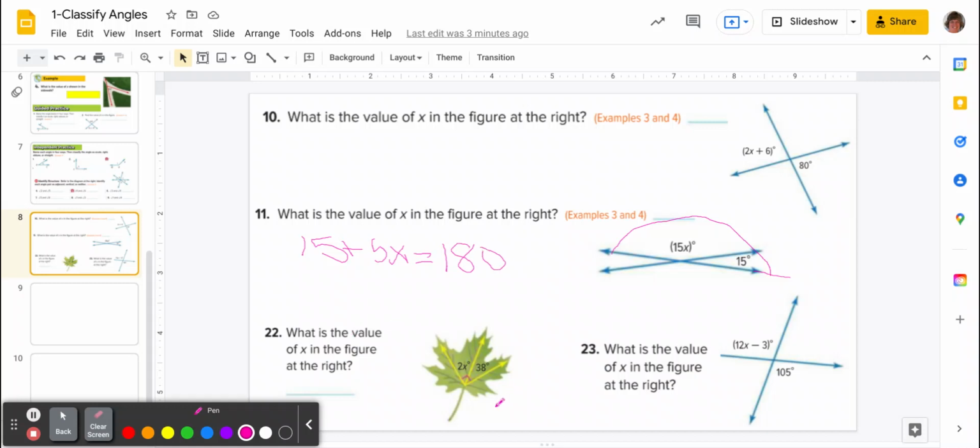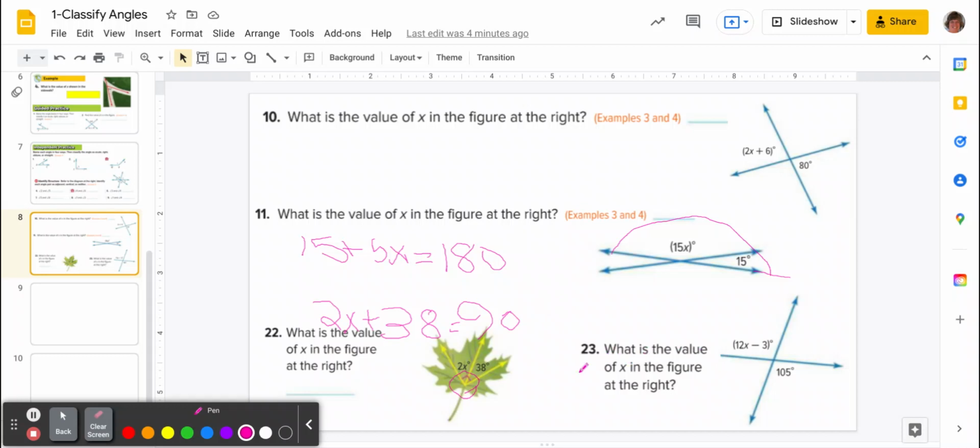What is the value of x in the picture? Well, this little guy right here is going to be the key to everything. We know that 2x plus 38 has to equal 90. And there is your two-step equation. You will subtract 38 from both sides, and then you will divide both sides by 2.